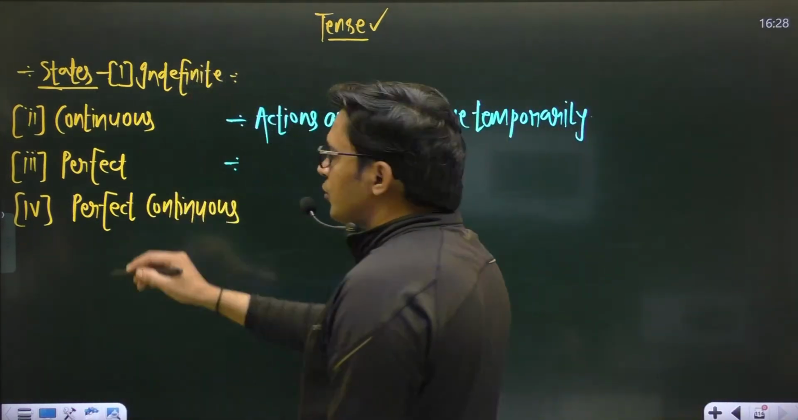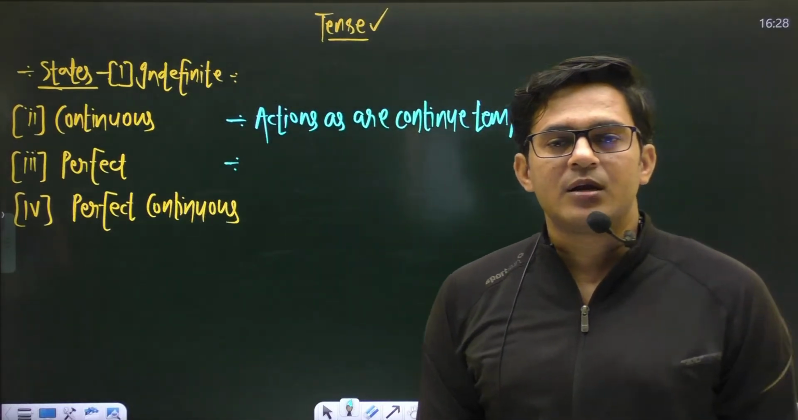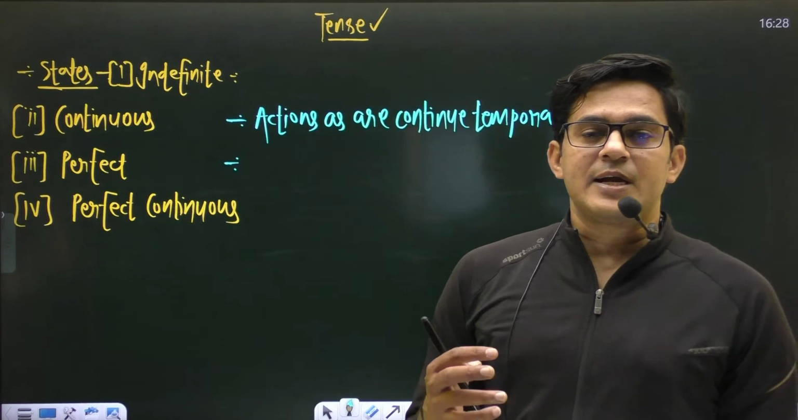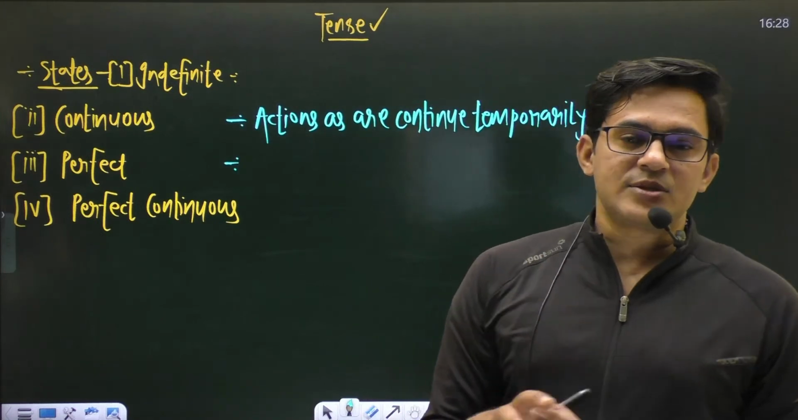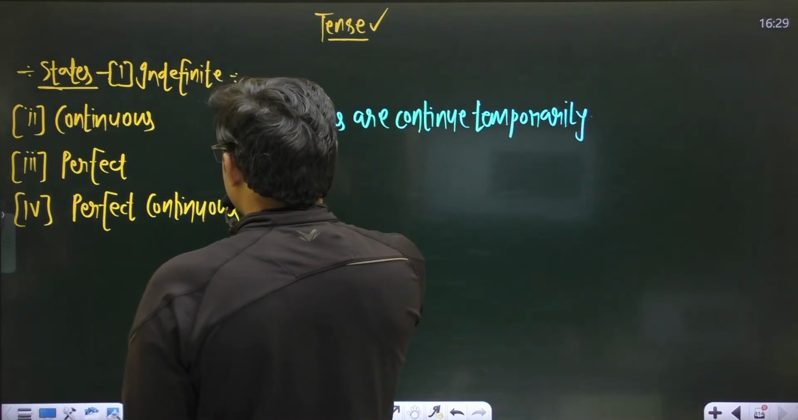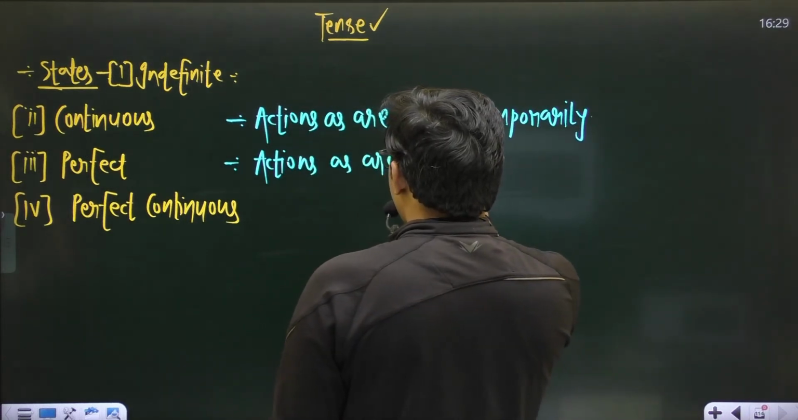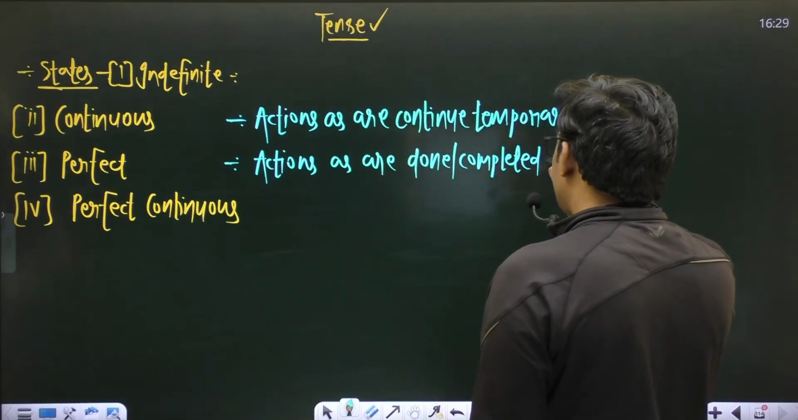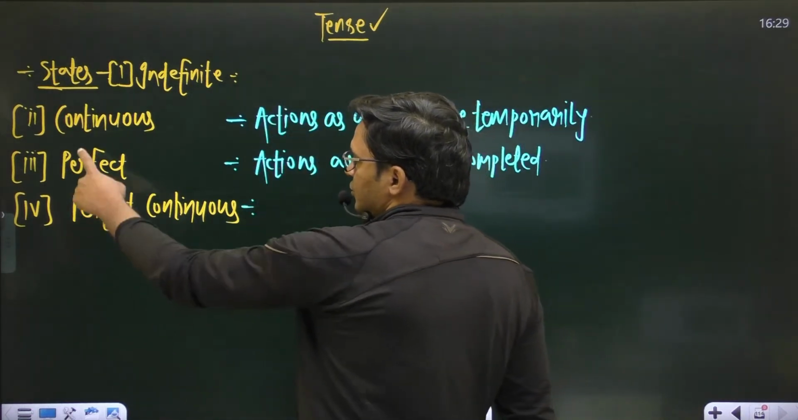And now perfect. You know the meaning of perfect. Perfect means something that is exact, something that is genuine. If you call a person perfect, it means that person has everything inside him or her, there is nothing lacking inside that person. So the perfect state denotes actions that are done or completed, right? Actions that are done or completed come under the perfect state.